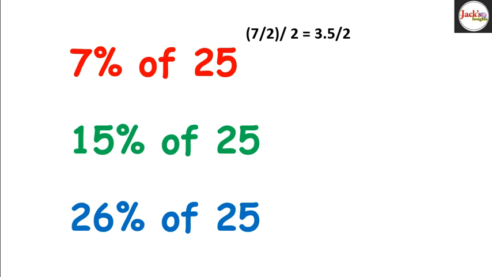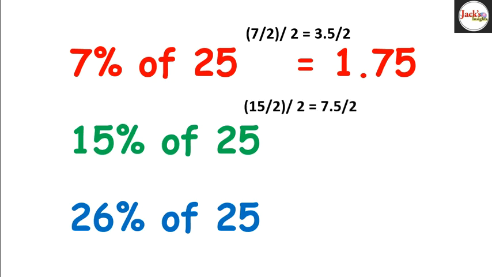Now we'll get the half of 3.5. That is half of 3 is 1.5. Half of 0.5 is 0.25. So 1.5 and 0.25, that is 1.75. So that is the 7% of 25. So 15% of 25, same process. We're going to get the half of 15. That is 7.5. And what is half of 7.5? Half of 7 is 3.5. And half of 0.5 is 0.25. Therefore, the 15% of 25 is 3.75.